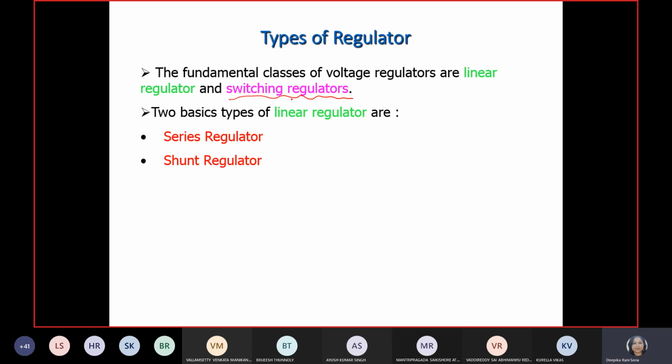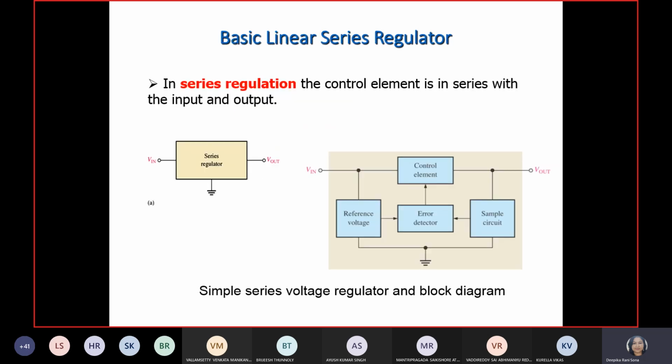But to understand the concept, I'll explain the concept of the linear regulator, guys, because if you understand this concept, switching regulators or IC regulators are not difficult to understand. The same concept has been used, but in terms of IC packaging only. Okay, the first one is the series regulator, the second one is the shunt regulator.